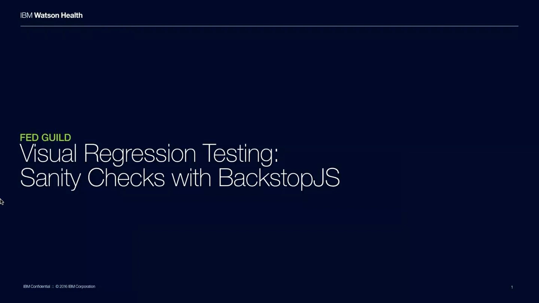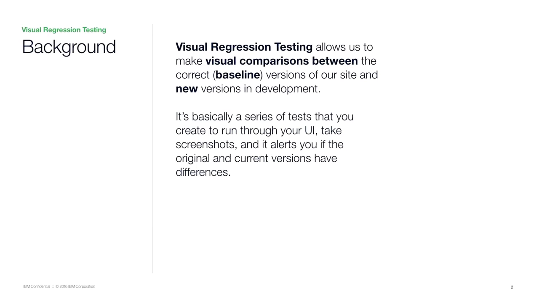Today we're going to talk about visual regression testing, or sanity checks with BackstopJS. Let's give it a little bit of background. If you don't know what visual regression testing is, it's basically a way to test your UI to make sure that nothing has changed by using screenshot diffs.